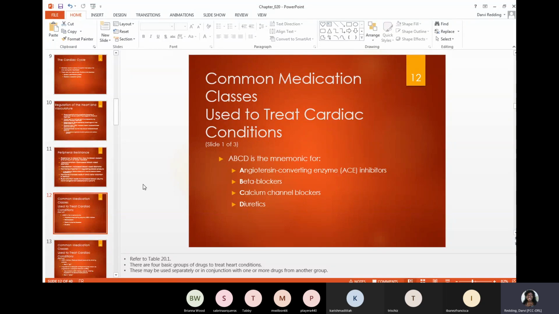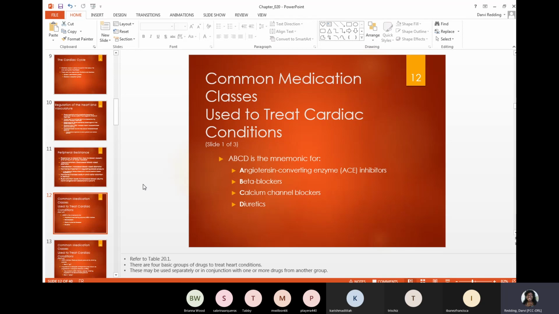So some of the common medication classes that are used to treat cardiac conditions. Always remember, anytime you hear cardiac, anything that ends in AC as a medical suffix represents pertaining to. So we know that cardi represents heart and AC represents pertaining to. So cardiac means pertaining to the heart. So we're going to learn about some medications that are used to treat cardiac conditions.